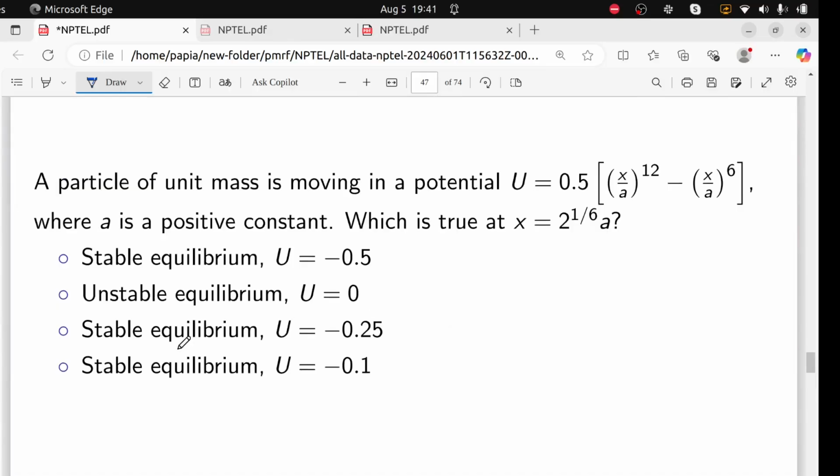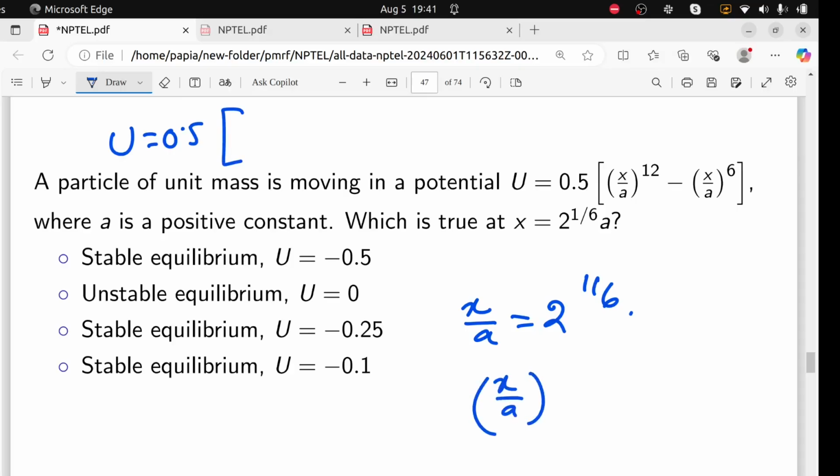Now they are telling x by a is 2 to the power 1 by 6. Is it a stable equilibrium, unstable equilibrium, or what is the value of u? First of all, you will just put the value of u as 0.5 into x by a to the power 12. So x by a is this, whole to the power 12. So what will be this? 2 to the power 1 by 6 into 12. So it is 4. Right?